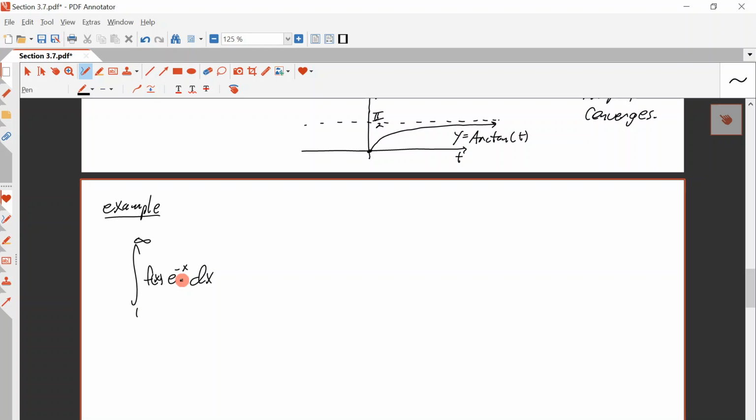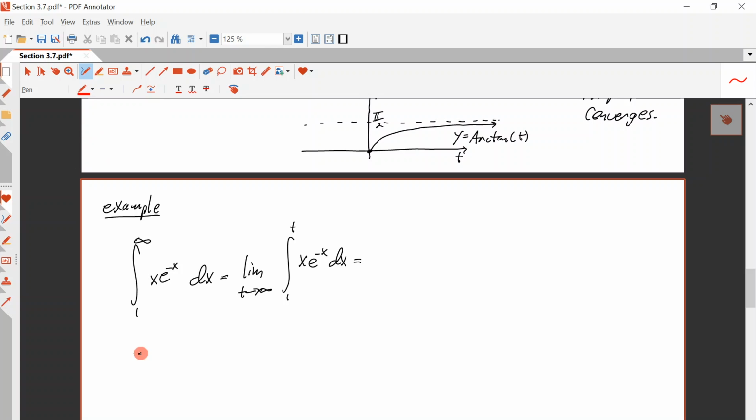Essentially, the e to the minus x is a very fast dropping function to 0. So it essentially forces all these functions f of x to go to 0. So here we're just doing x times e to the minus x. So this is the limit as t goes to infinity of the integral from 1 to t of x e to the minus x dx. Now, in order to get the antiderivative here, we'll need to use integration by parts.